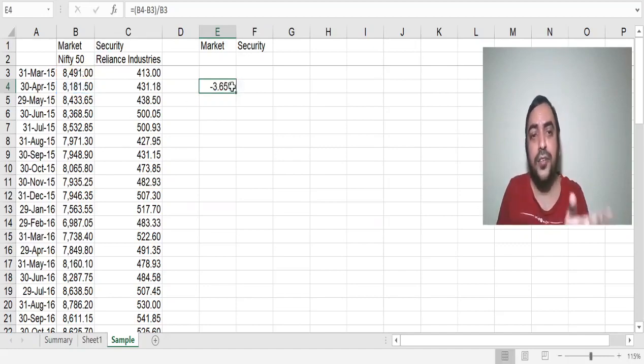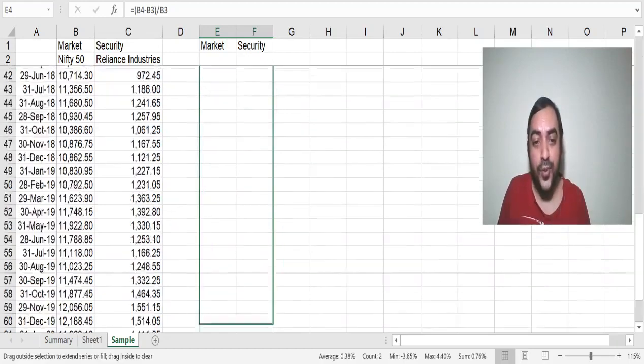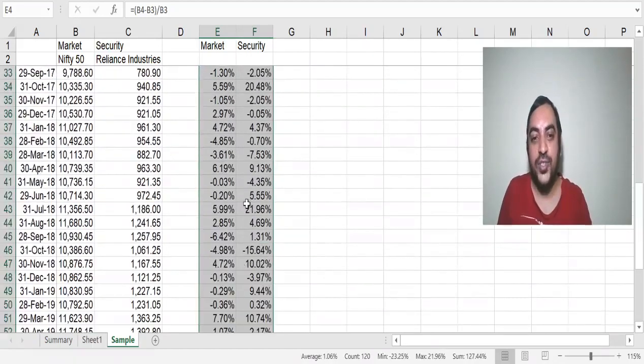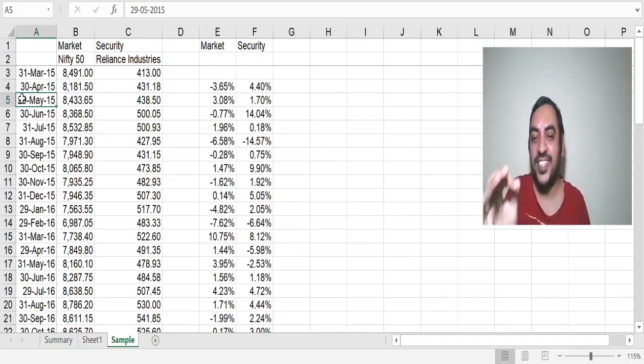Then even for Reliance Industries, I don't have to calculate again. Just drag the formula, the copy paste will happen. Then you don't have to put the formula once more. You just drag the formula down. All the returns are calculated. You see, all the monthly returns are calculated. So 3.65 is for the month of April 2015. 3.08 is the return for the month of May 2015. Like that, every month's return is calculated automatically in Excel.